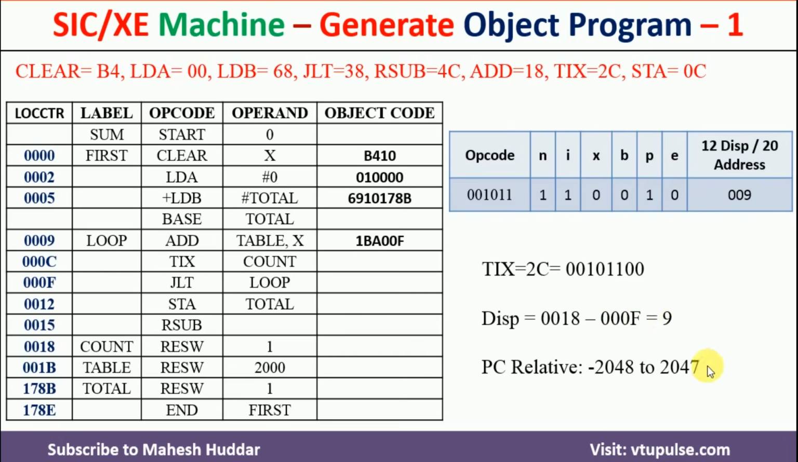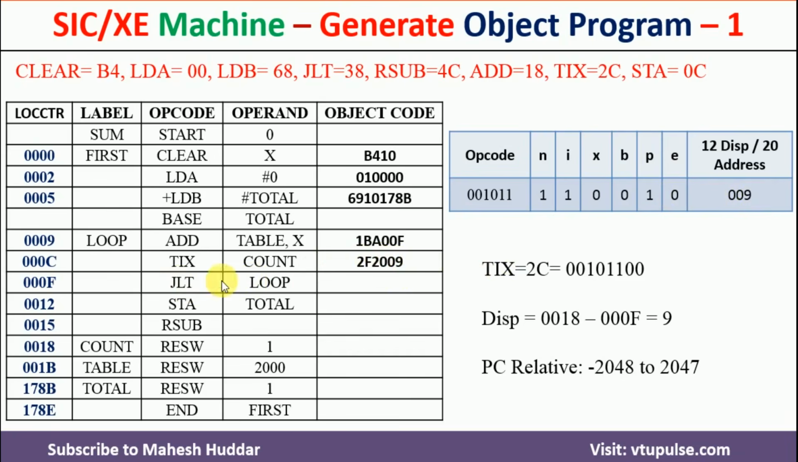So 9 falls in this particular range, so it is a program counter relative addressing mode. That is, p is equivalent to 1 here and b is set to 0 here, and this 9 is represented as 009 because we need 12 bits here. Now if we convert the entire thing into a hexadecimal number, we will get 2 for this one, 1111 that is F, 0010 that is 2, 009 here. That is what we got in this case.